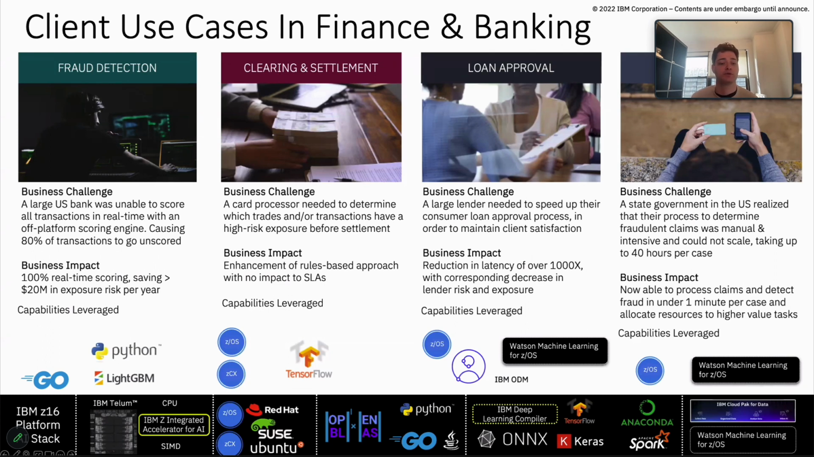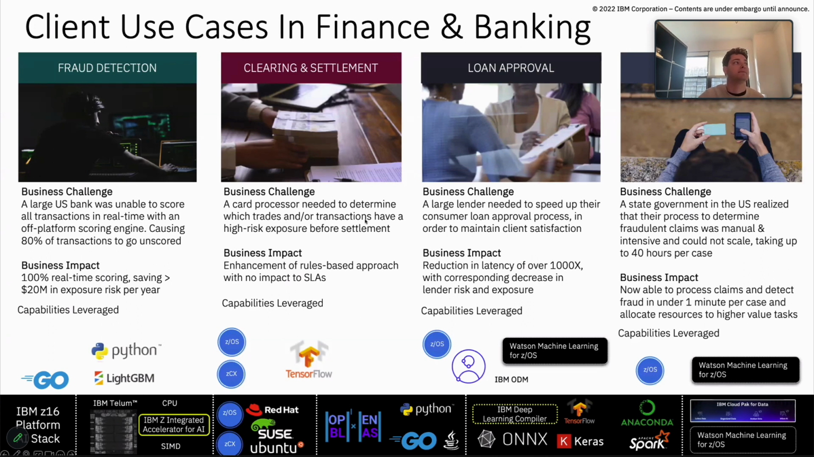So our consulting team worked with them to create a solution leveraging this full AI stack at the bottom of the screen. They use Watson Machine Learning for z/OS on their Z16, as well as this little pictogram for Watson Assistant, which is kind of like a chatbot feature. And the impact was a reduction in latency by over 1,000%, or 1,000 times rather, which decreased lender risk and exposure, as well as speeding up these processes by 1,000 times, granting their customers much faster loan approvals.